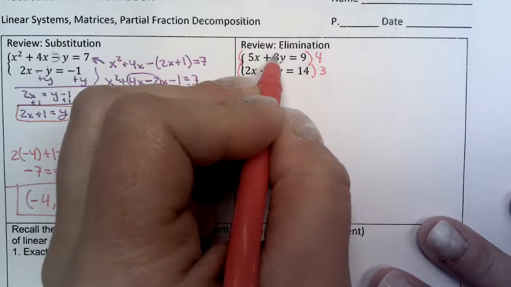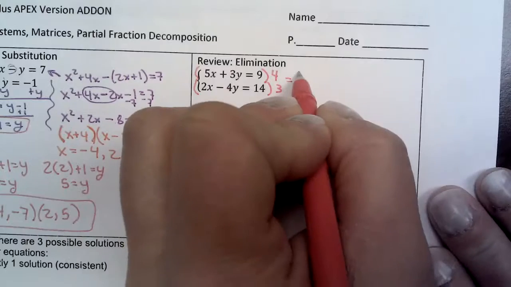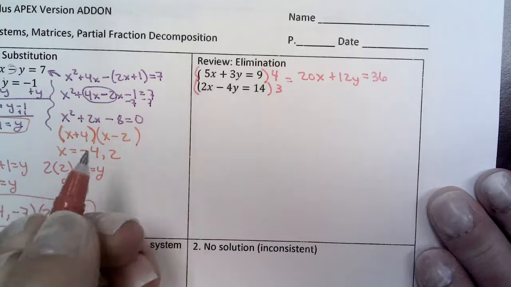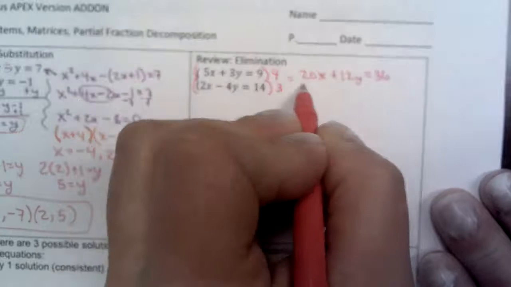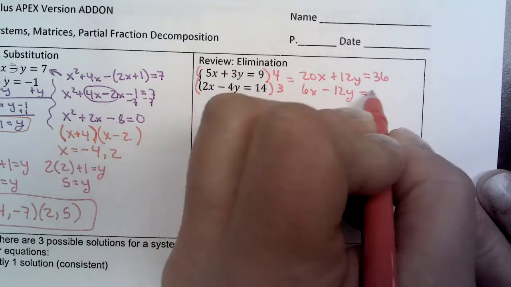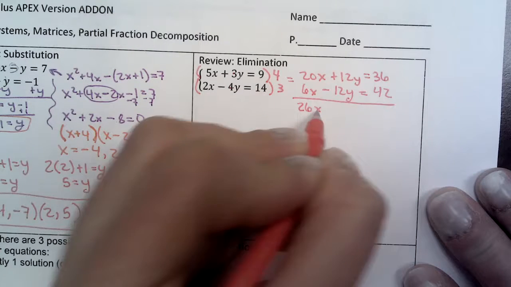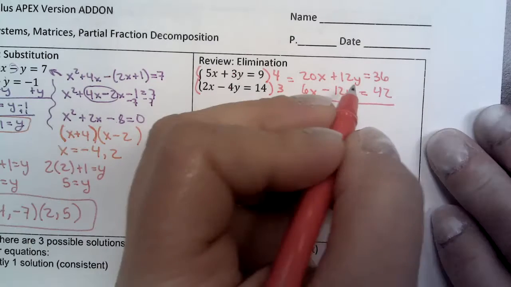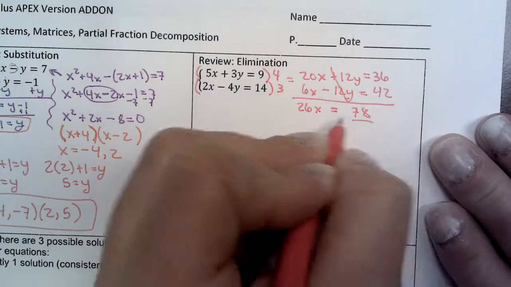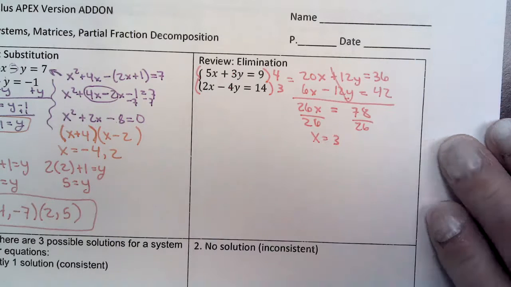So I'm going to get a negative 12 here and a positive 12 there. Okay. So that is going to be 20x plus 12y equals 36. And this bottom one is going to be 6x minus 12y equals 42. Okay, so now I'm going to get 26x. These are going to cancel, and that's going to equal 78. And I'm going to divide both sides by 26, and I get x equals 3.